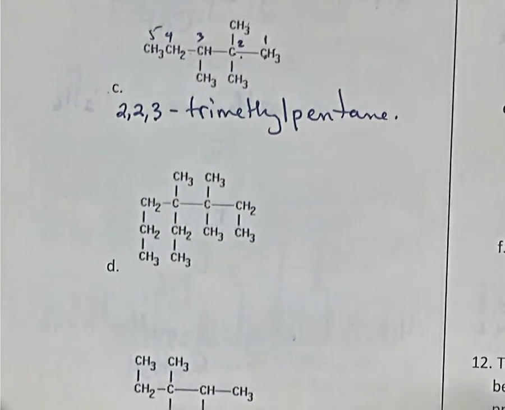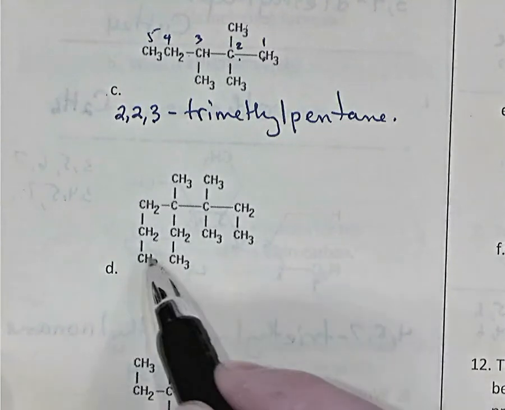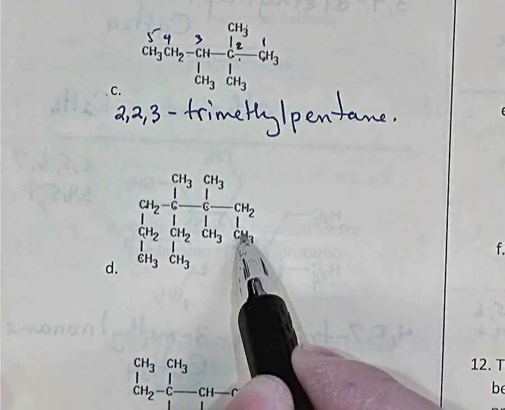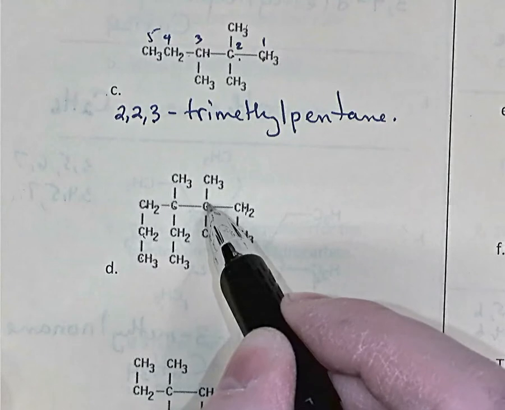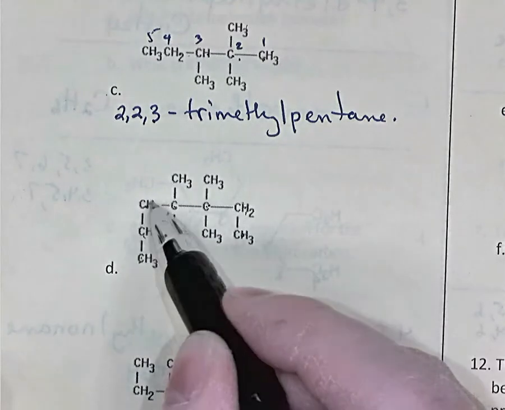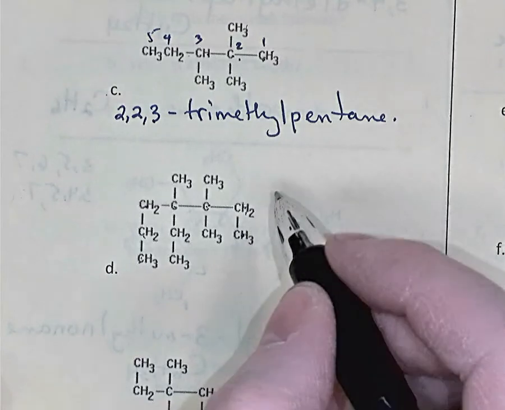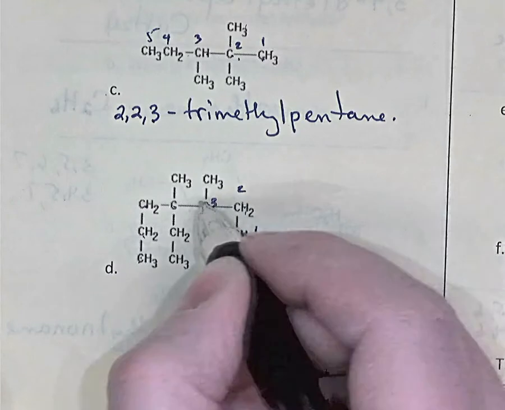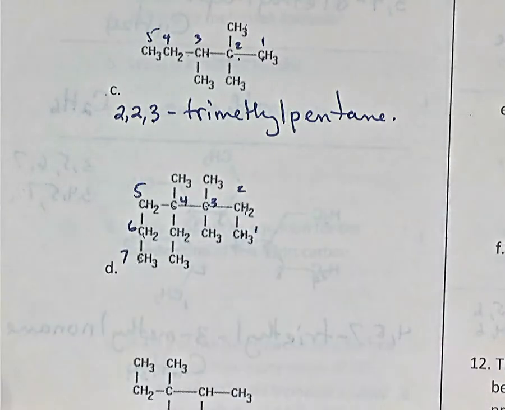This next one, the longest continuous chain, 1, 2, 3, 4, 5, 6, 7 carbons. It's clear that we should start from the right-hand side to get to the branches first. If we number from the left, it'll take longer to get to the branches. So number from the end closest to the branches. So this is carbon 1, carbon 2, carbon 3, carbon 4, carbon 5, carbon 6, carbon 7. So this is going to be a heptane.